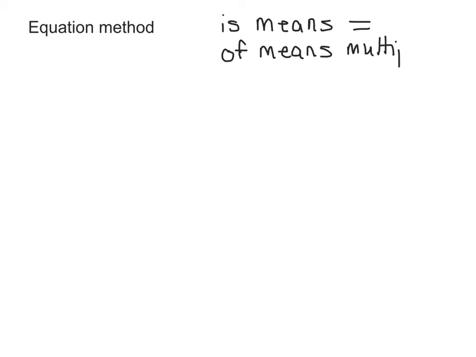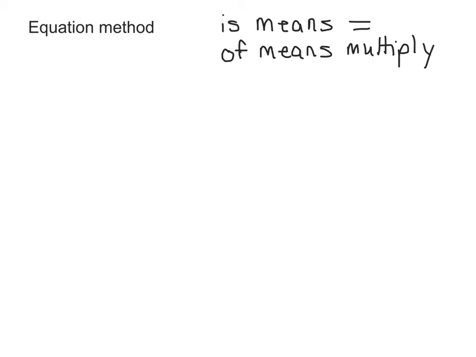The next method that we're going to take a look at is the equation method. And some people like this method a little bit better. Wherever you see the word is in the equation method, is means equals. And of means to multiply. Something that you have to be really careful of here is that you have to move decimals. So that's why some people don't like this method, because you're dealing with decimals.